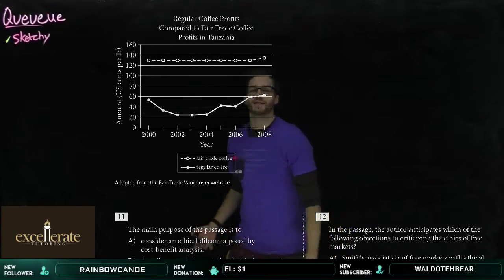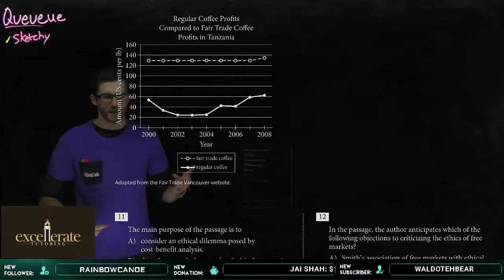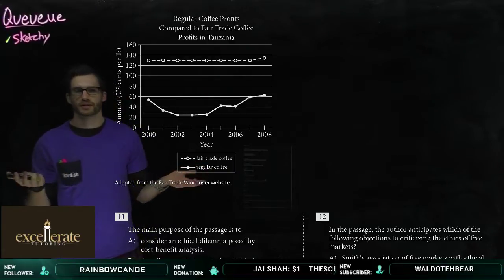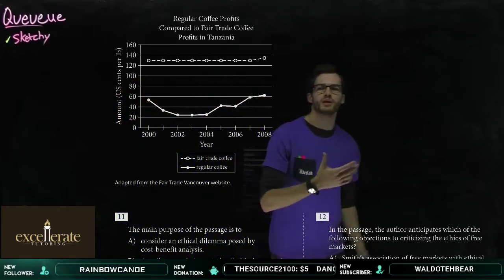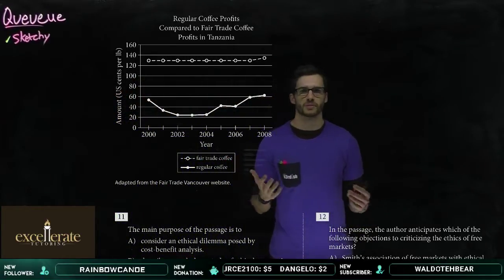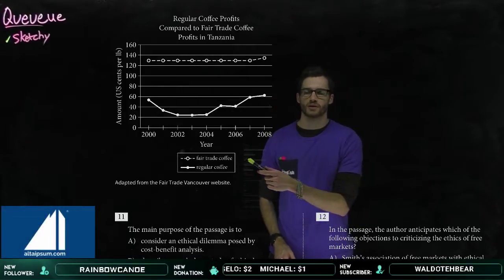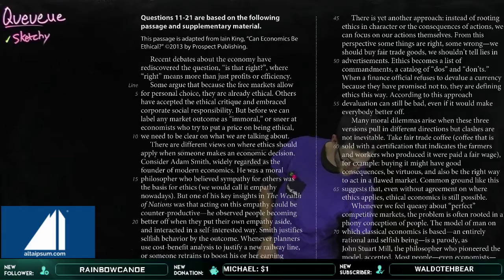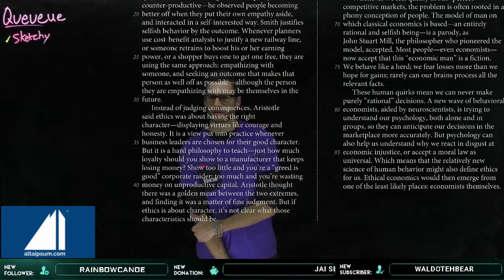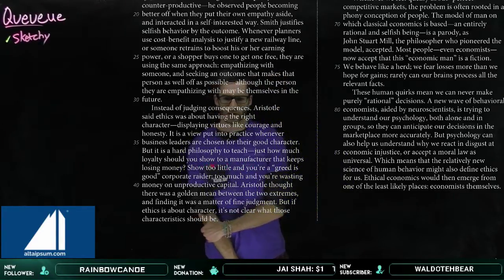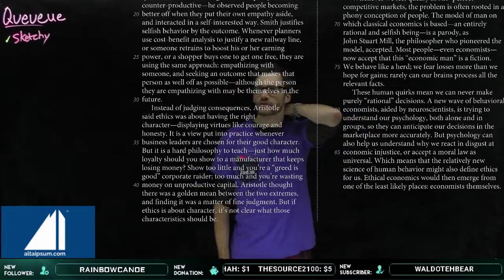Okay, so this passage is actually not about fair trade coffee. It's about ethical economics, right? Trying to be a nice person when you're also trying to make money. It's saying that efficiency and money are not the only factors of value in business decisions necessarily. And then this graph is showing that fair trade coffee, which should have been defined somewhere. Maybe it was, maybe it wasn't. Is there any fair trade coffee stuff in here? I don't actually see fair trade coffee, and that's fine.